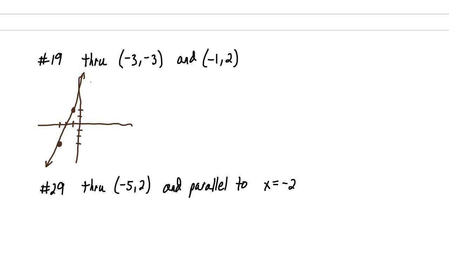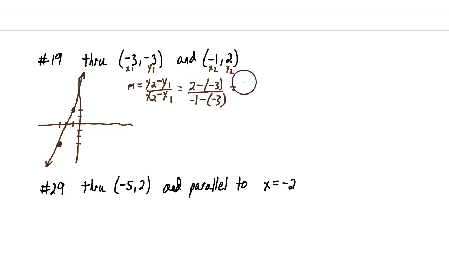Now let's get our equation. This time we're not given a point and the slope. But from 2 points we can find the slope using the slope formula. M equals y2 minus y1 over x2 minus x1. Let's identify the 4 variables, x1 and y1, x2 and y2. So y2 is 2 and y1 is negative 3. x2 is negative 1 and x1 is negative 3.